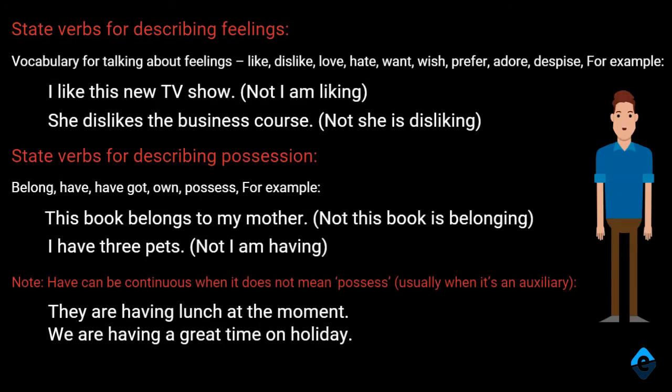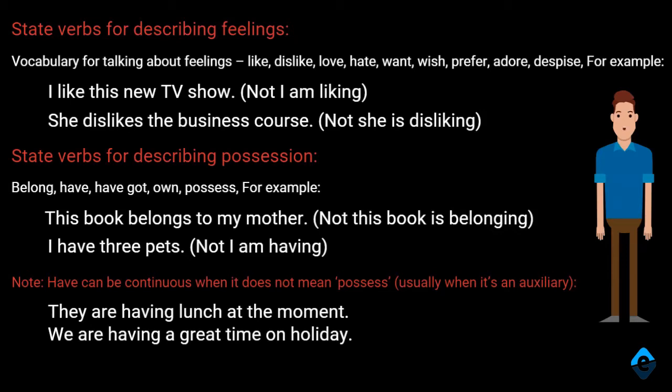State verbs for describing feelings. Vocabulary for talking about feelings: like, dislike, love, hate, want, wish, prefer, adore, despise. For example, I like this new TV show. Not I am liking. She dislikes the business course. Not she is disliking.